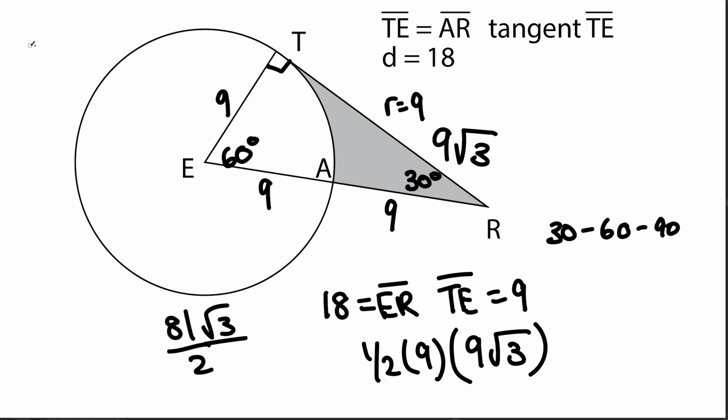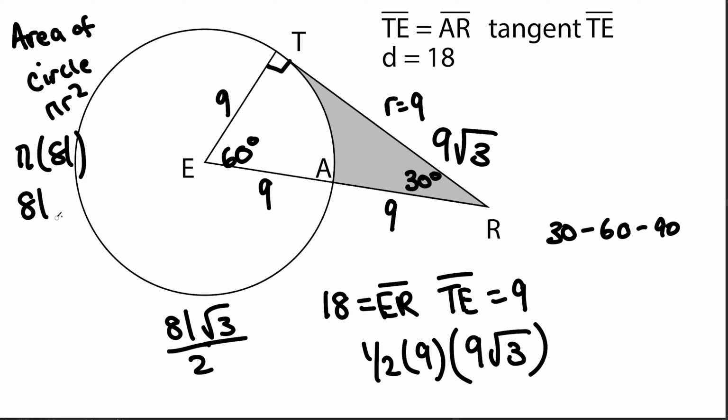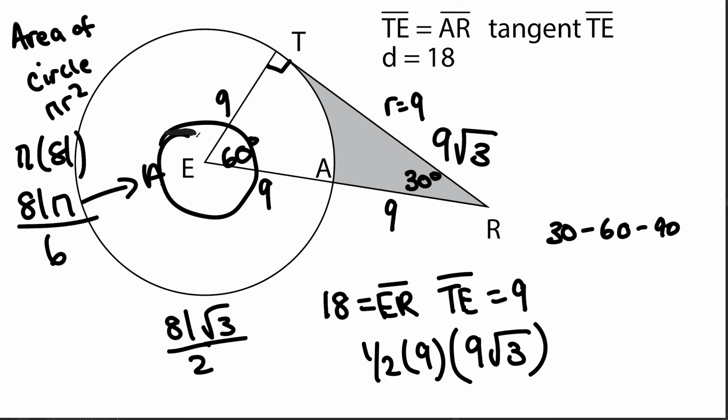So now that we found the area of the triangle, what we need to do is find the area of the circle. The area of a circle is going to be equal to pi r squared. However, we have to also keep in mind that we're not taking the entire circle, we're just taking the small portion. So let's find the area of the circle first. That's going to be pi times 81, which is 9 squared. So 81 pi is the area of the entire circle. Now let's divide that by 6, just because we know that a circle rotates 360, and this is going to be 60 degrees only. So we just divide it by 6, and we get 81 over 6 pi.